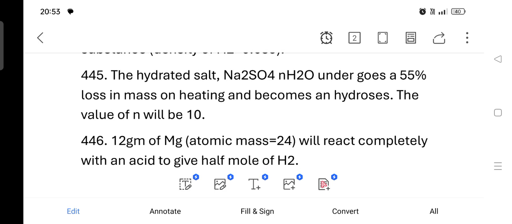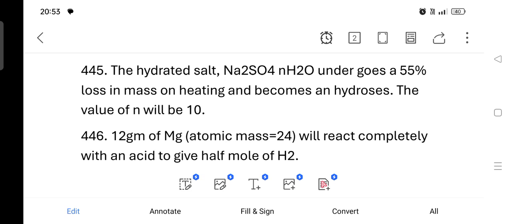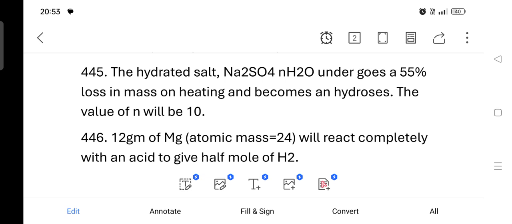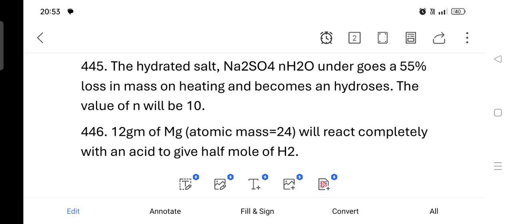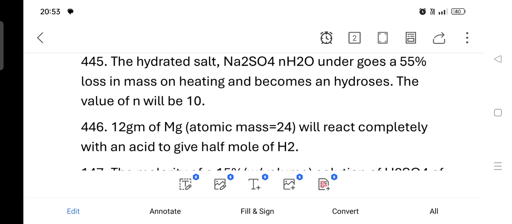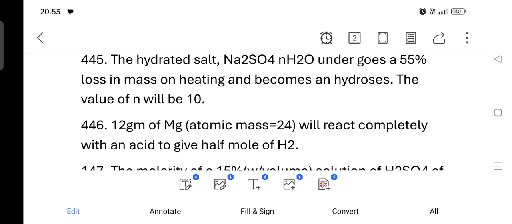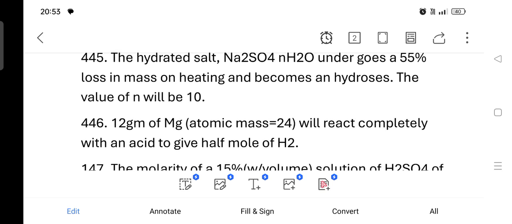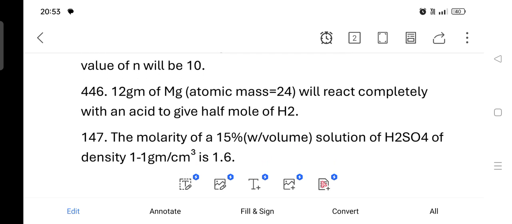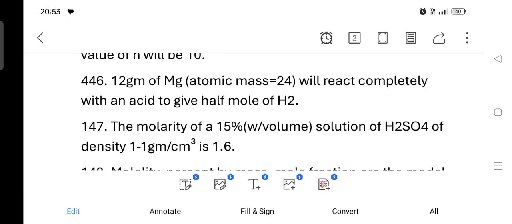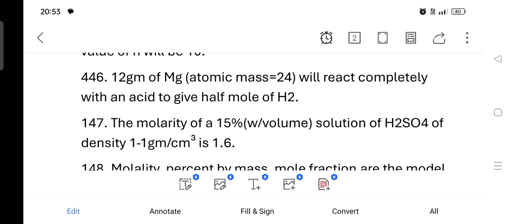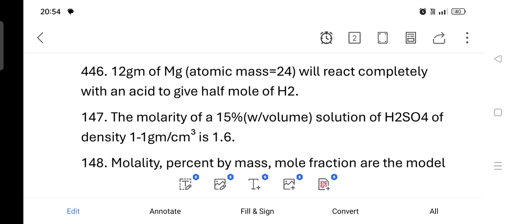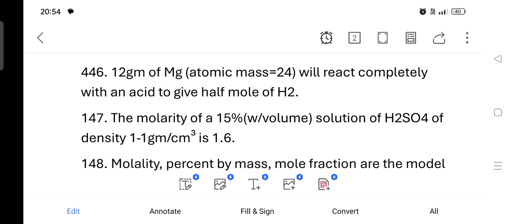The hydrated salt Na2SO4·nH2O undergoes 55% loss in mass on heating and becomes anhydrous. The value of n will be 10. 12 grams of Mg, atomic mass equal to 24, will react completely with an acid to give off 0.5 mole of H2.